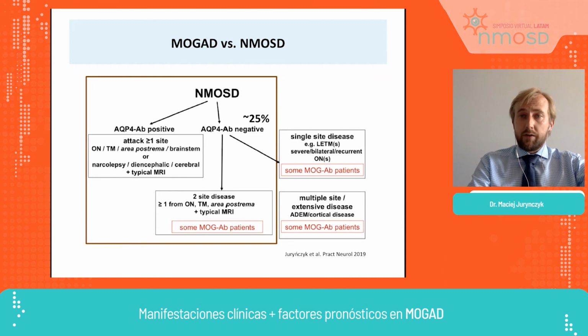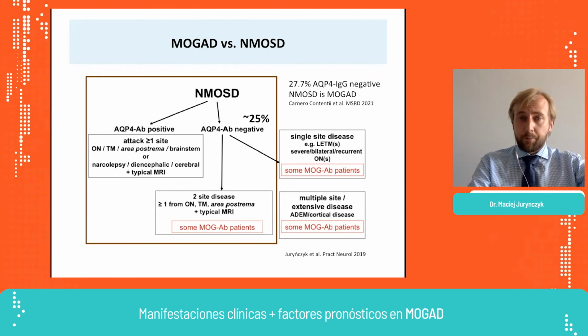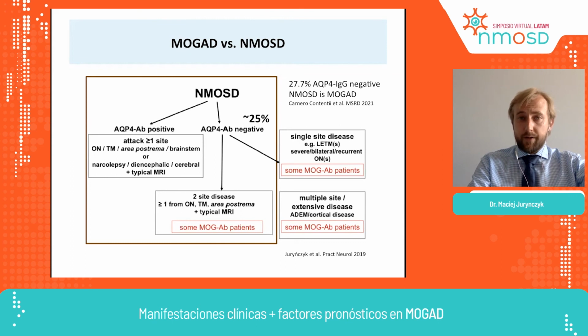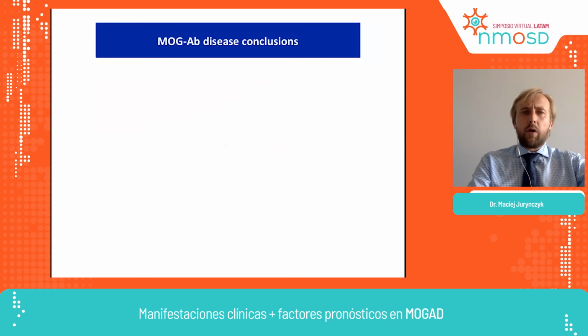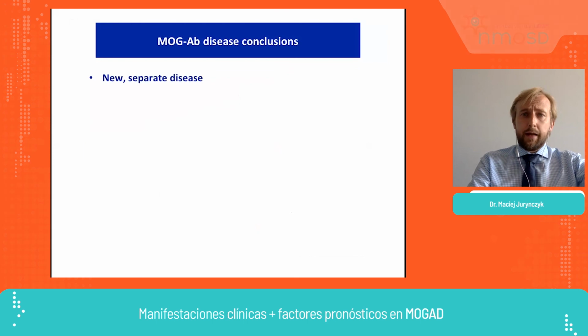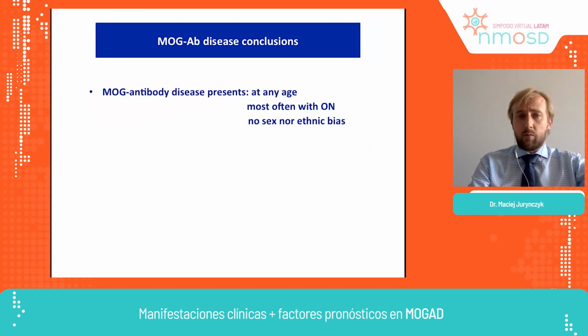Patients with a single site disease or patients with very extensive disease such as ADEM will fall outside of these criteria. And also a recent Argentinian study reports a similar percentage of MOGAD patients fulfilling aquaporin 4 IgG negative NMOSD criteria. In conclusion, MOG antibody disease is a new and separate disease, and we should think about it differently than we think about aquaporin 4 antibody disease and MS. It can present at any age and most often with optic neuritis, but the exception is children younger than 8 years old, where ADEM is the most common onset presentation. There does not appear to be any sex or ethnic bias.